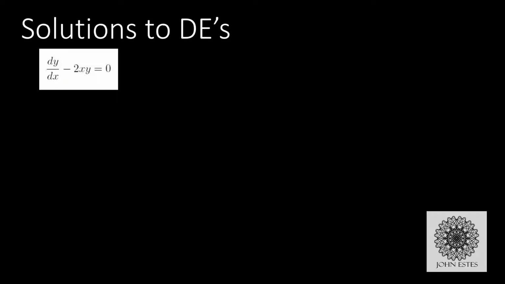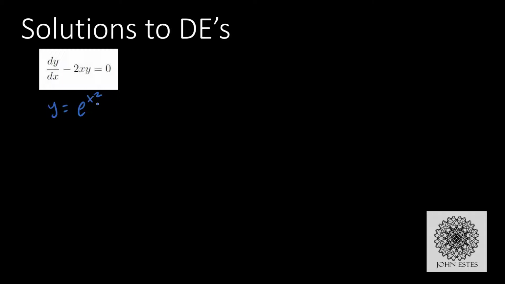To illustrate the concept of solutions to differential equations, I'm going to look at a couple of examples. The first one is this first order linear differential equation, dy/dx minus 2xy equals 0. I'm not going to show how to get a solution to this. Right now I just want to show what a solution looks like. And I claim that y equals e to the x squared power is a solution.